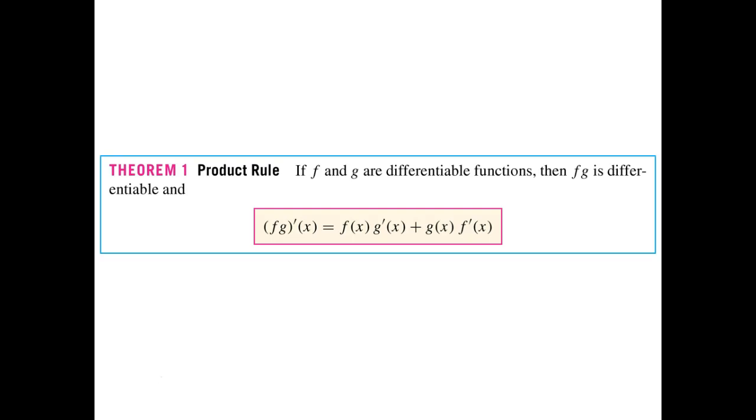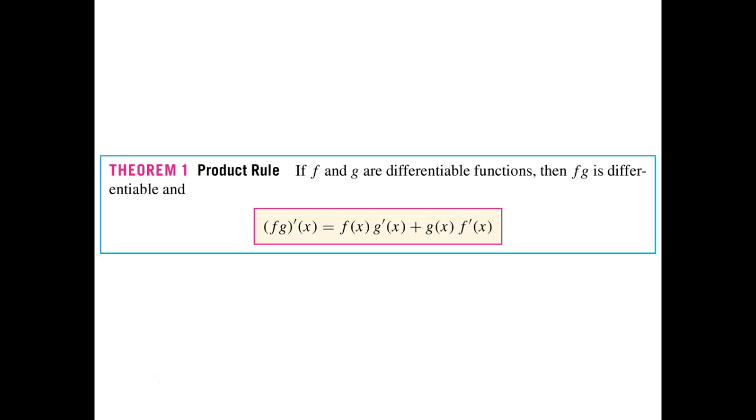Here's what the rule is. If you have the product of F and G, the derivative of that product is the first one, F, times the derivative of the second, plus the second times the derivative of the first. Since these are multiplied and added, you can rearrange the order anytime you want to. You can do it either way you want to, okay?